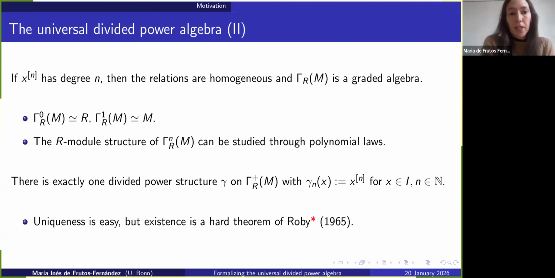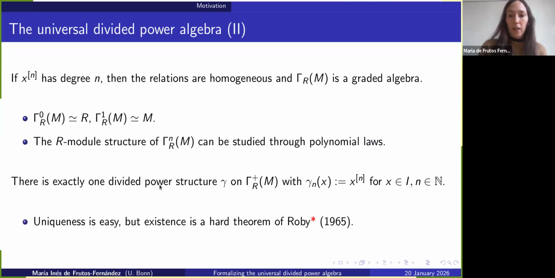It's also relatively easy to show that if we consider that the element x^n has degree n, then these relations are homogeneous, and we get that gamma R of M is a graded algebra. Moreover, we can prove, and we have formalized, that the 0th component, or the degree 0 part, is isomorphic to the ring R. The degree 1 part is isomorphic to the module M. If we want to understand the R module structure of the degree n part, we can do this by studying something called polynomial laws, and this will come back later in the talk.